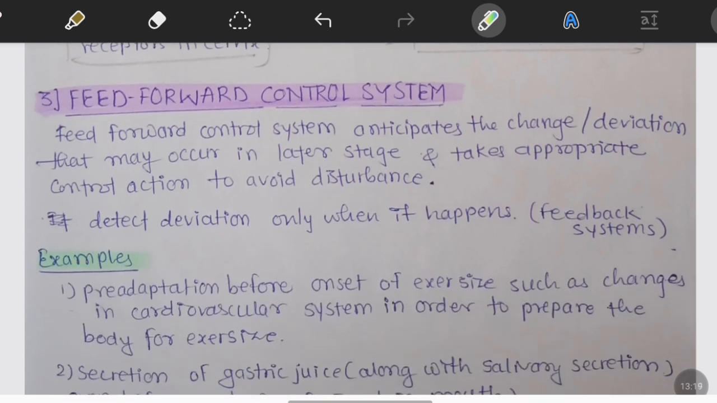Next, the third mechanism is the feed forward control system. That is, a feed forward control system anticipates the change or deviation that may occur at a later stage and takes appropriate control action to avoid disturbance. Feedback systems detect deviation only when it happens.